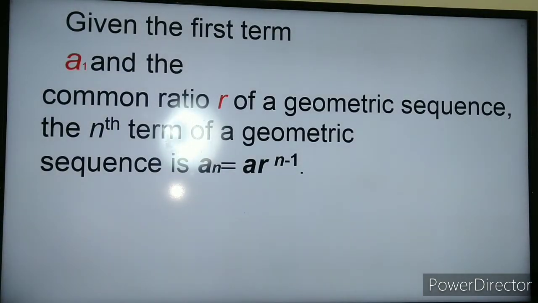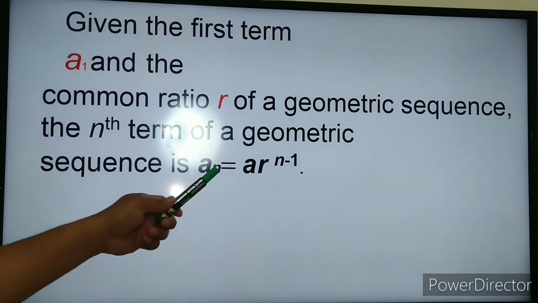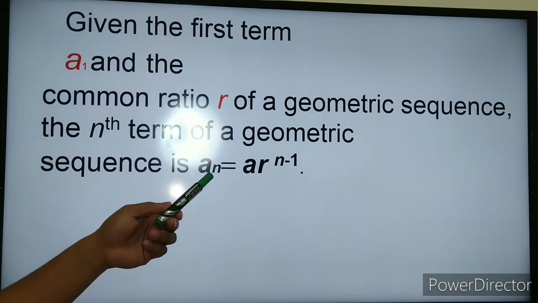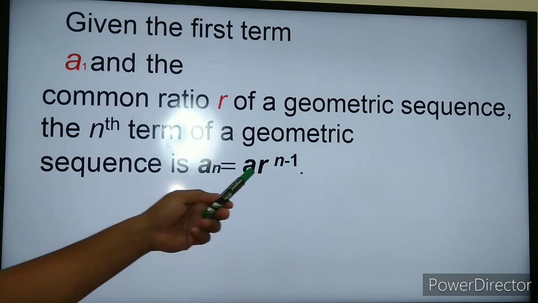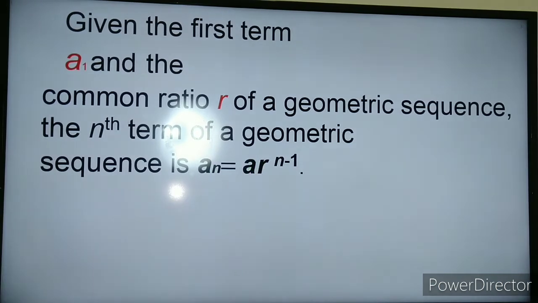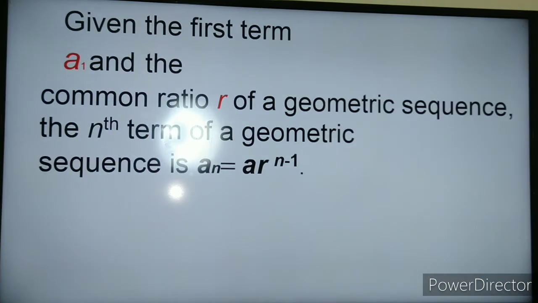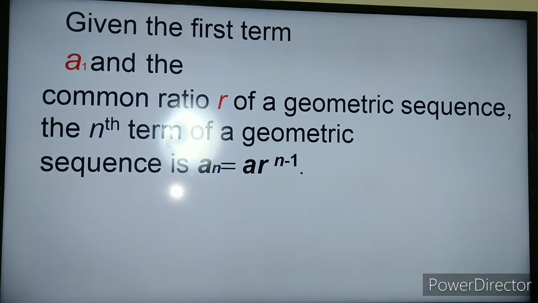Given the first term, a sub 1, and the common ratio r of a geometric sequence, the nth term of a geometric sequence is defined a sub n equals a times r raised to n minus 1. A sub n is the last term, or the nth term. A is the first term, r is the common ratio. We will use this formula in order to find the nth term.